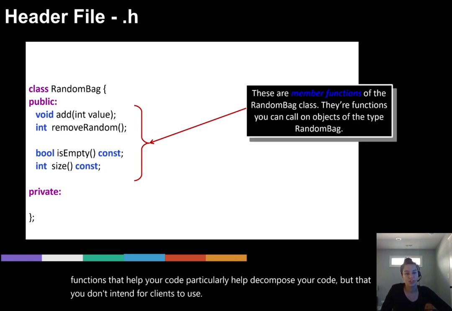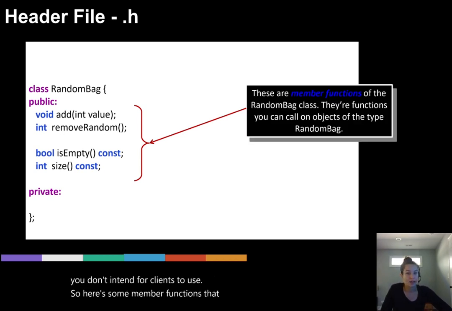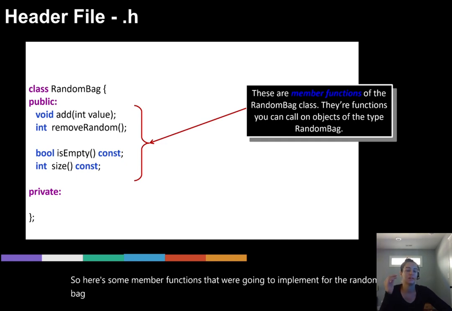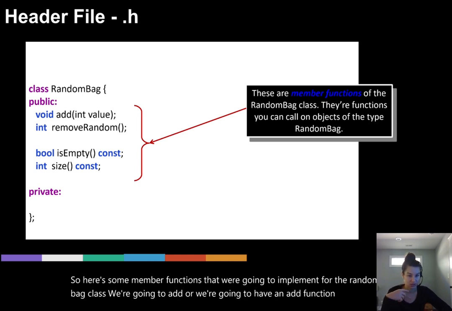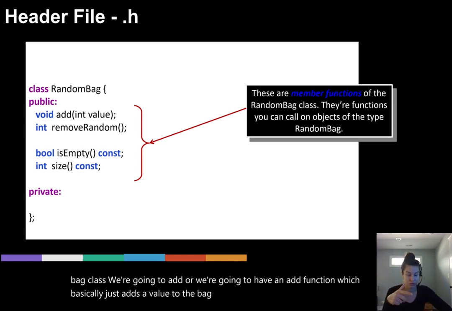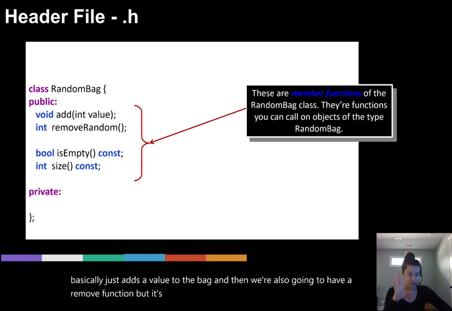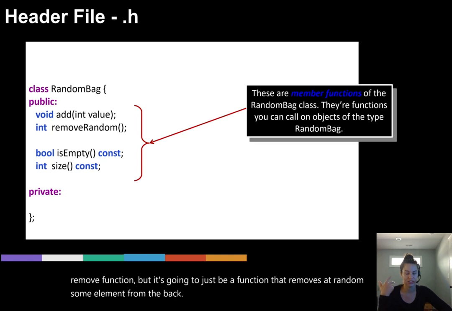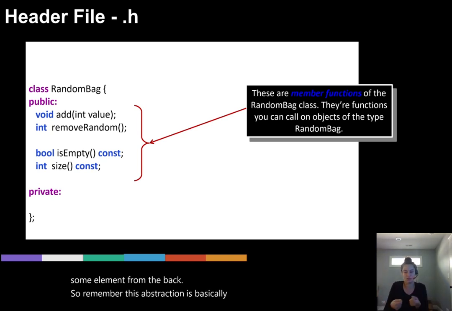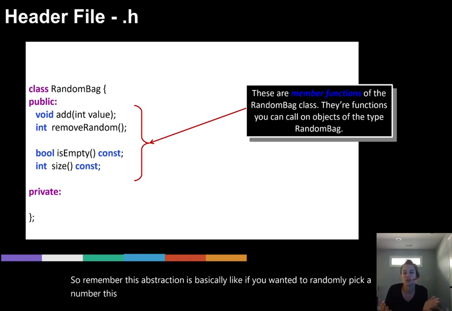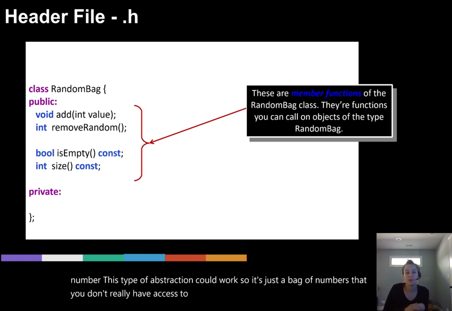So here are some member functions that we're going to implement for the random bag class. We're going to have an add function, which just adds a value to the bag. And then we're also going to have a remove function, but it's going to remove at random some element from the bag. So remember, this abstraction is like, if you wanted to randomly pick a number, this type of abstraction could work. It's just a bag of numbers that you don't really have access to, except for removing one randomly.